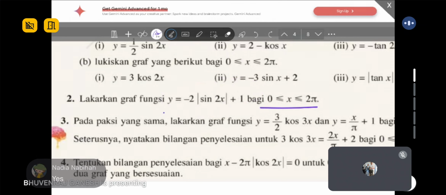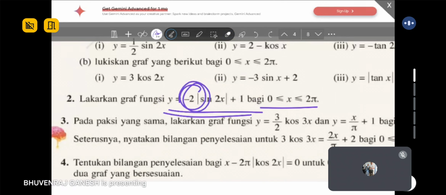Jawapan dia adalah ya. Kenapa? Because your amplitude is negative, guys. Boleh nampak? So although kamu modulus, kalau kamu modulus dengan darab negatif, kamu masih dapat nilai negatif. Betul kan, guys? Any number you modulus, 8 modulus, lepas tu darab negatif. So kamu ada nilai negatif dah.